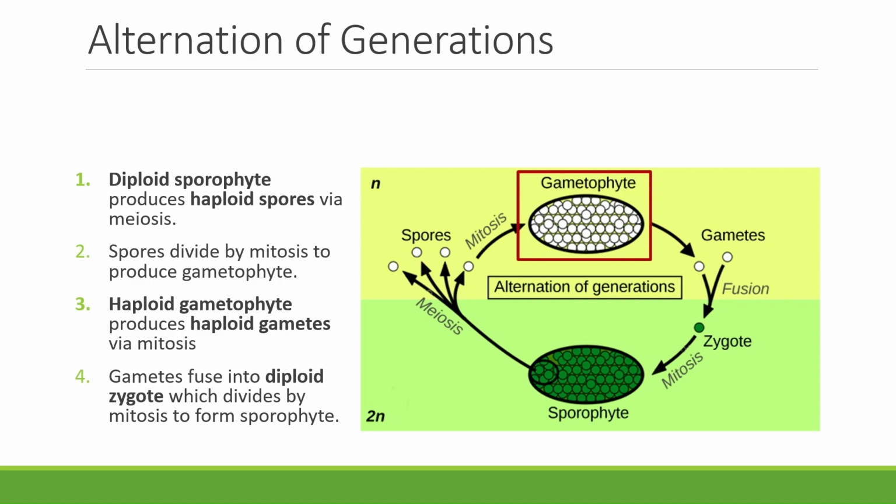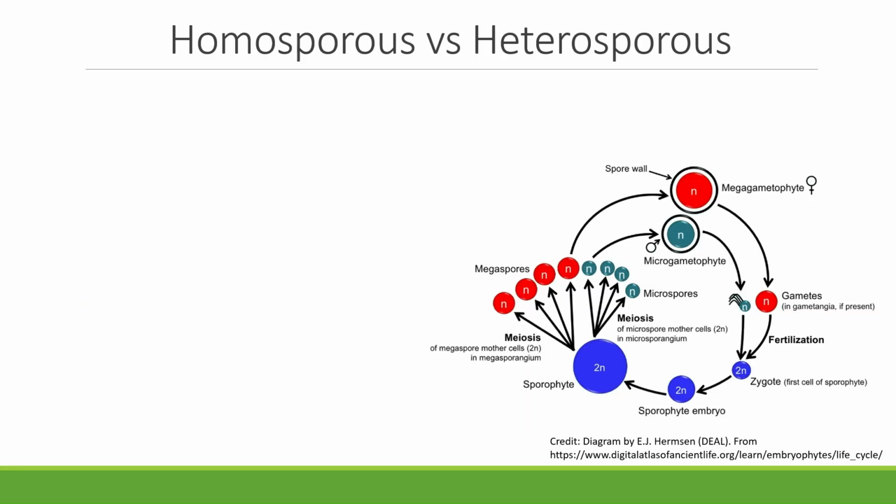Another note I'd like to point out in this image is that the green half, the bottom half, is the diploid half. So you see 2N in the bottom left. The only diploid components of a plant are going to be that fertilized egg that becomes the zygote, and the sporophyte.